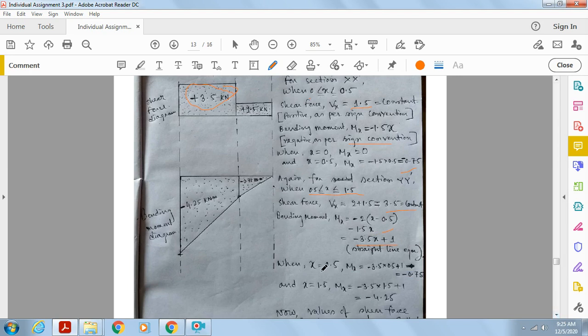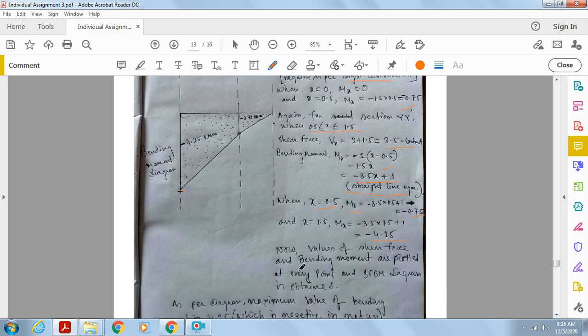So just put x equal to 0.5, Mx is coming minus 0.75. So accordingly we have plotted the value of Mx on the bending moment diagram at point x equal to 0.5. Similarly at x equal to 1.5 the value is minus 4.25. So the minus 4.25 point I have also plotted, and I have joined these 2 points by means of a straight line, because the equation for the bending moment follows a straight line.